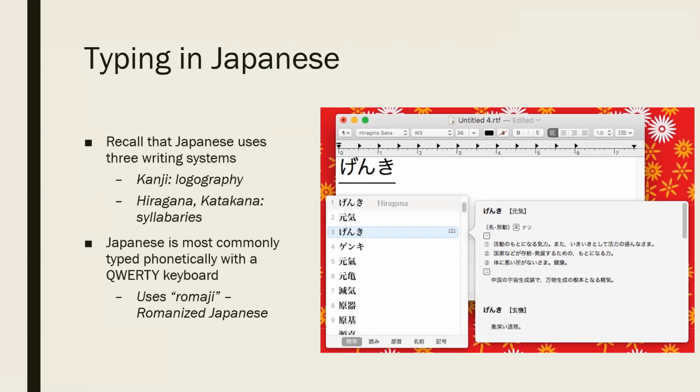Because of this, Japanese, like Chinese, is most often typed phonetically using the QWERTY keyboard. And it uses Romaji, the romanization system, to do this. So you type the romanized version of Japanese, and then the software suggests what word has that kind of spelling. So this is how the keyboard can be used to type a language like Japanese with such a diversity of writing systems.